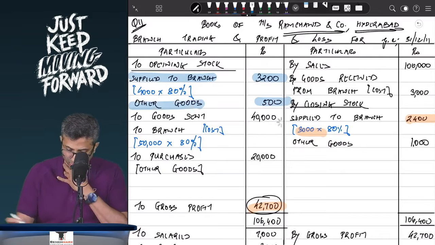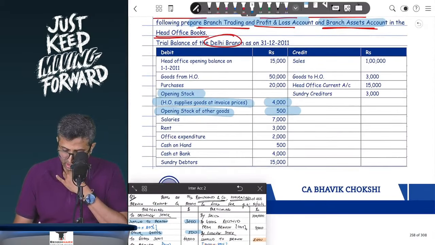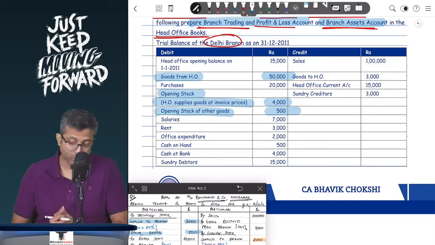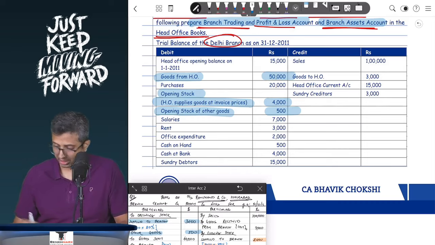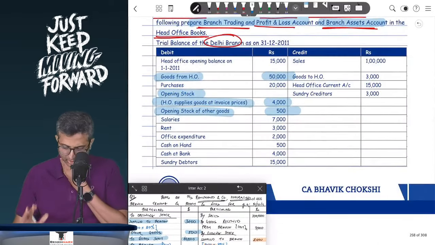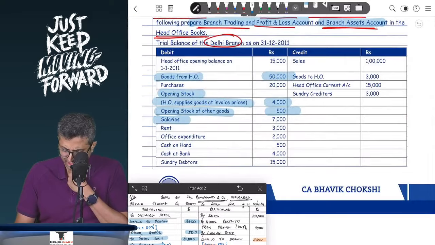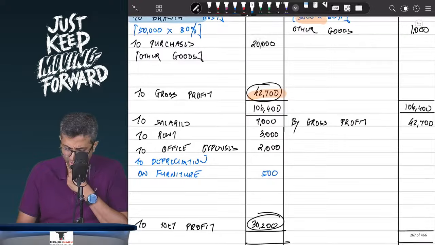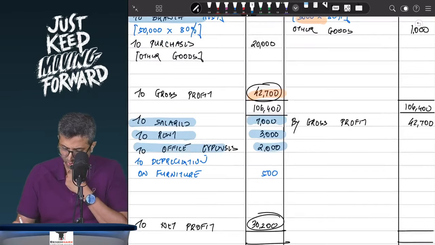Next you will have goods from HO. This is 50,000, but this is at invoice price, and hence this will be 50,000 again into 0.8, which is 40,000. Goods sent to branch. Then you'll have salaries, rent, office expenditure. This will be taken as it is. These are expenses, and I think these will go in the P&L account. 1, 2 and 3, this will go in the P&L account.